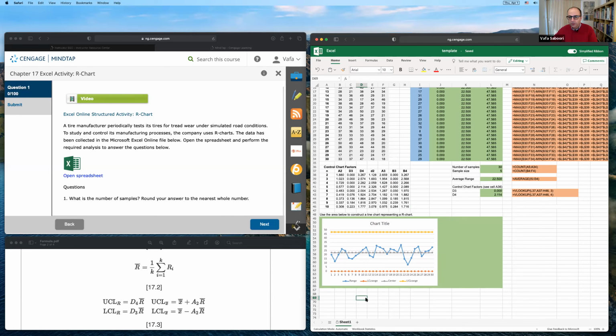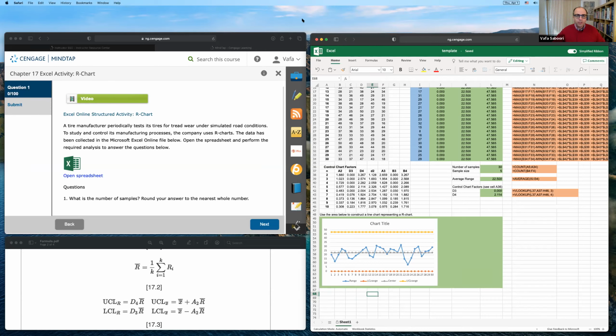Very good, it is in control, okay? You don't see anything below or above the LCL and UCL. You see almost the same number of points below and above the center line. It is randomly distributed. You don't see any patterns, any trends, any cyclical patterns, or anything of that nature. So we can say that, yes, it is an in control process. So that concludes basically our X bar chart and R chart discussion.